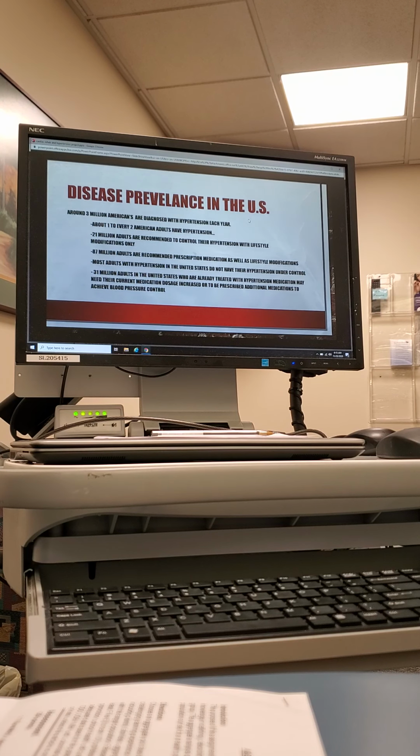So 21 million adults, I figured I'd put it in numbers versus percentage points, are recommended to control their hypertension with lifestyle modifications only. 87 million adults are recommended prescription medication as well as lifestyle modifications. So that's kind of where you fall in. You're taking some medications to help manage it, as well as making lifestyle modifications.